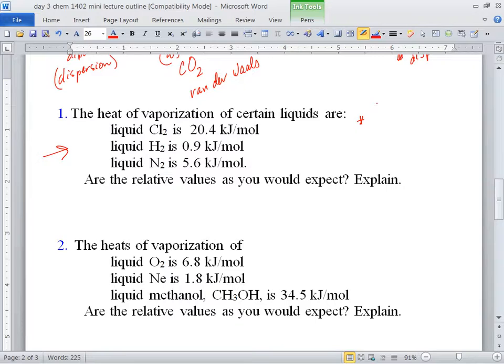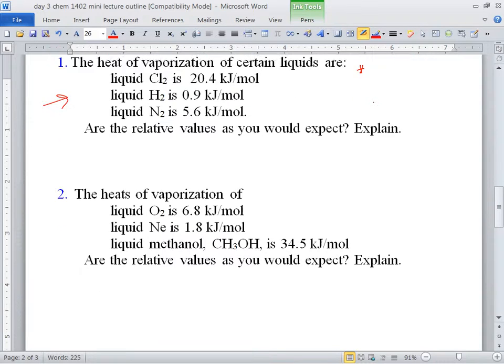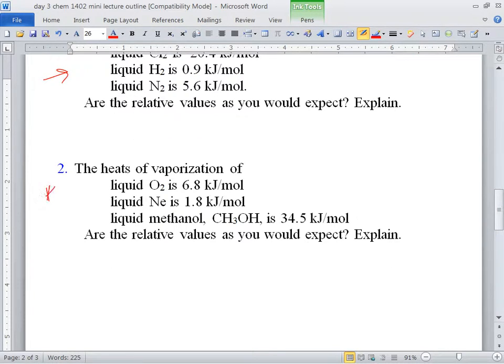Hydrogen is the lightest, so it's the weakest Van der Waals. Chlorine's the heaviest, so it's got the strongest Van der Waals. So that's why it's got a higher heat of vaporization than hydrogen. They're all really weak, but it matches intermolecular forces ideas. So with that thinking, try answer number 2, then I'll ask somebody.